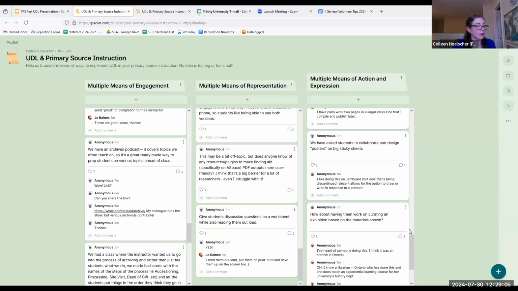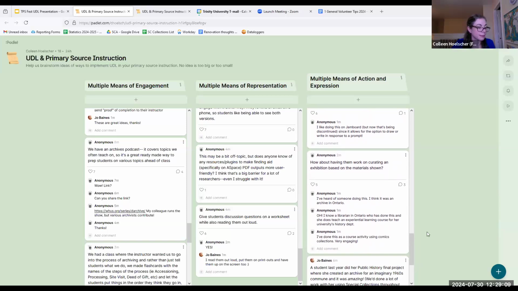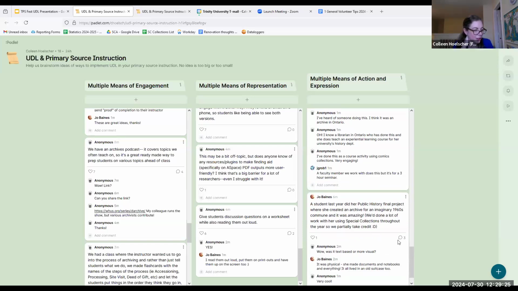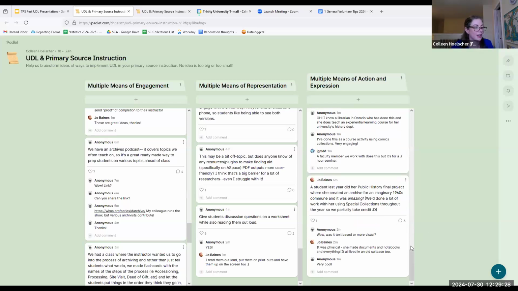Okay, hopping back over to multiple means of action and expression. And someone shared that a student last year did a final project where they created an archive for an imaginary 1960s commune, and it was amazing. So they made a physical archive. So that is a really neat idea. That is super cool.